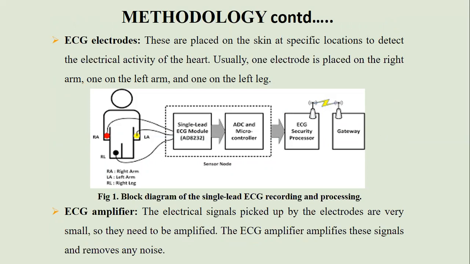The components used are ECG electrodes. These are placed on the skin at specific locations to detect the electrical activity of the heart. Usually one electrode is placed on the right arm, one on the left arm, and one on the left leg. ECG amplifier. The electrical signals picked up by the electrodes are very small, so they need to be amplified. The ECG amplifier amplifies the signals and removes any noise.